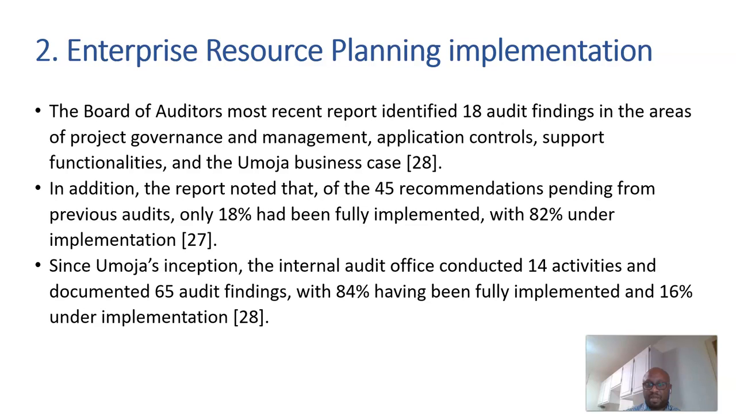This is in project governance and management, application controls, support, functionalities, and the business case. We'll talk about application controls shortly. In addition, the report noted that the 45 recommendations have been pending from previous audits. A few of them fully implemented, the majority still under implementation. Additionally, internal audit of the office has conducted 14 activities, documented 65 audit findings, the majority being fully implemented and a small percentage under implementation.